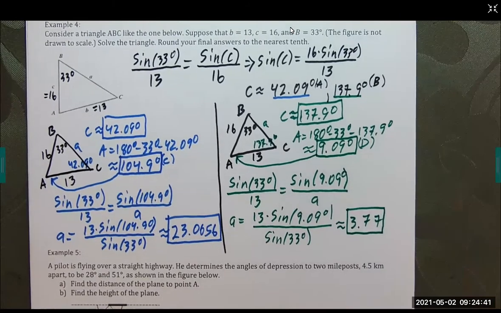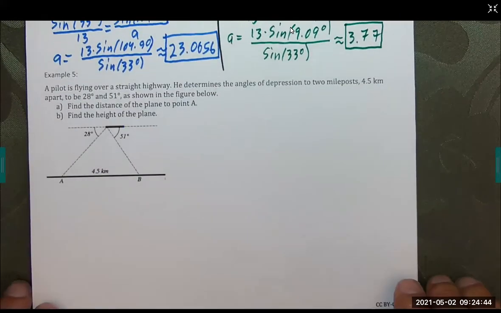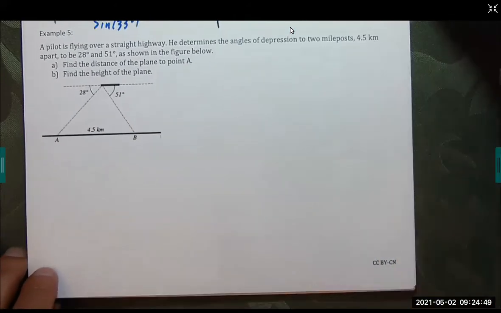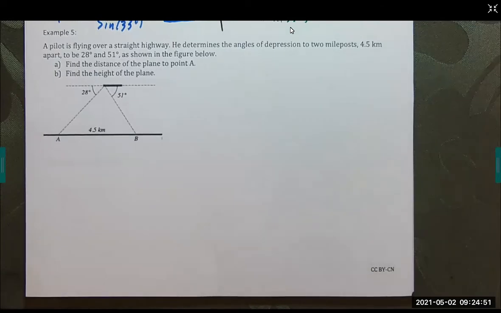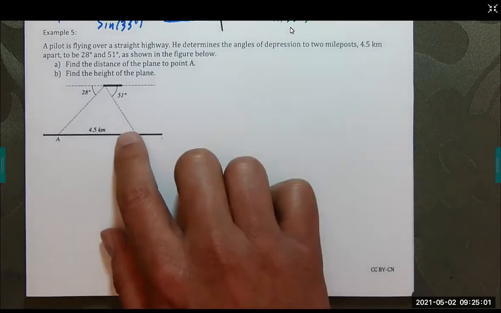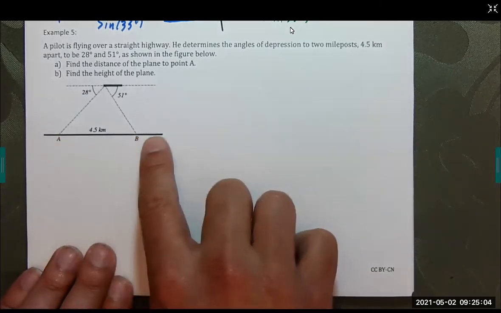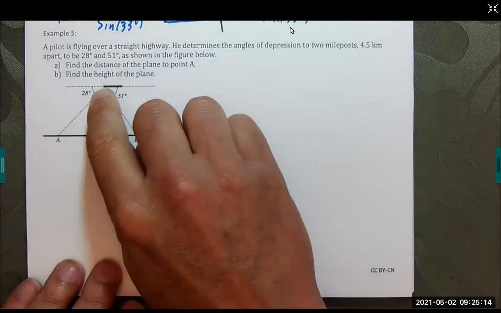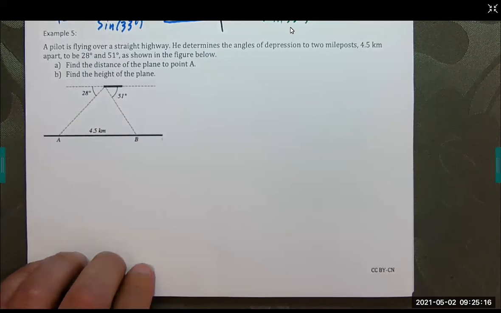All right, last problem. A pilot is flying over a straight highway. It's a man in this case, he determines the angles of depression to two mileposts, 4.5 kilometers apart, to be 28 degrees and 51 degrees. And you can see this here. So we have a side here. Part A is find the distance of the plane to point A. So we're looking for this distance here. And the second one is find the height of the plane.